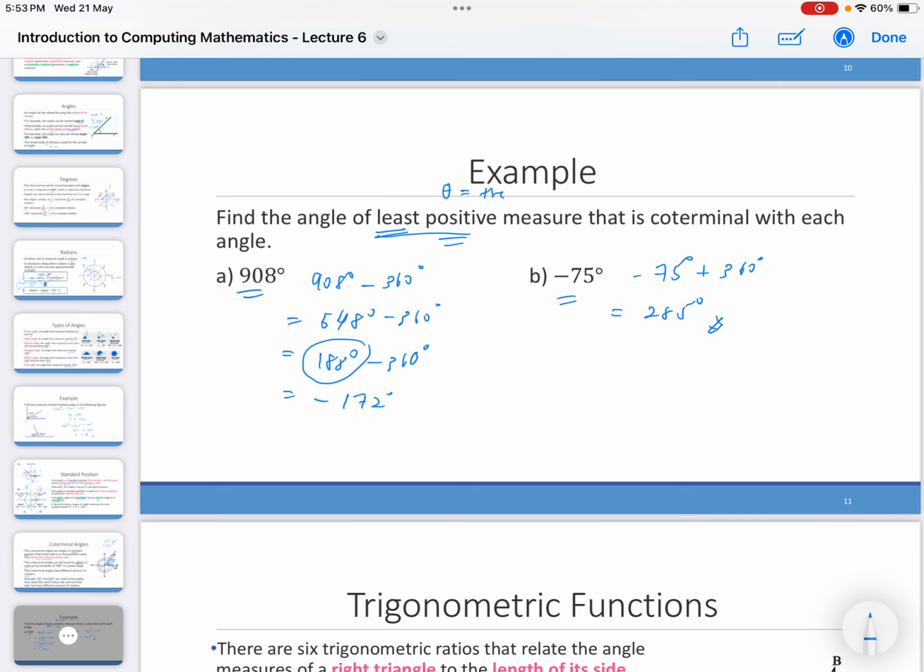Or for this one, actually you can draw. Okay, so let's draw this one. Since this one is negative, that means we read it in the clockwise direction. So 75 will be in this quadrant. So we read like this. This one is negative 75 degrees, and we want the positive measure. So basically we want to read counterclockwise, from here to here. One complete rotation is 360 degrees, and then we minus the 75 degrees, which is this one over here. So we get the same answer, 285 degrees.